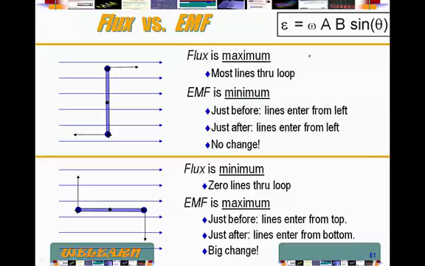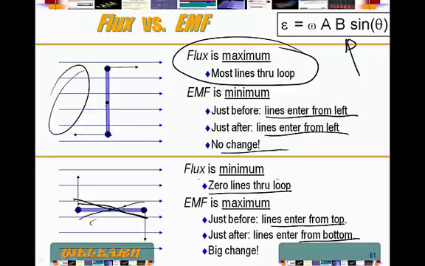Okay, in this case we have maximum flux, we have the most field lines going through the loop. Remember, the EMF is given by this expression for a loop rotating with an angular velocity omega in a magnetic field B, where A is the area of the loop, B the magnetic field, and theta is the angle between the normal of the loop and the magnetic field. So in this case, if we look at the equation, we have a maximum flux. My EMF is 0 because my angle theta is 0. In this particular case, my angle theta is 90 degrees, giving me an EMF of omega AB.